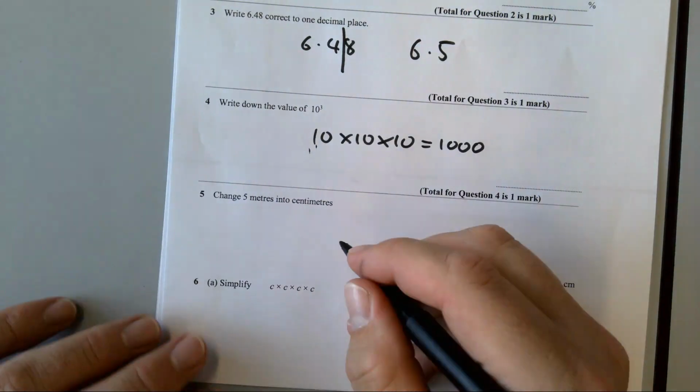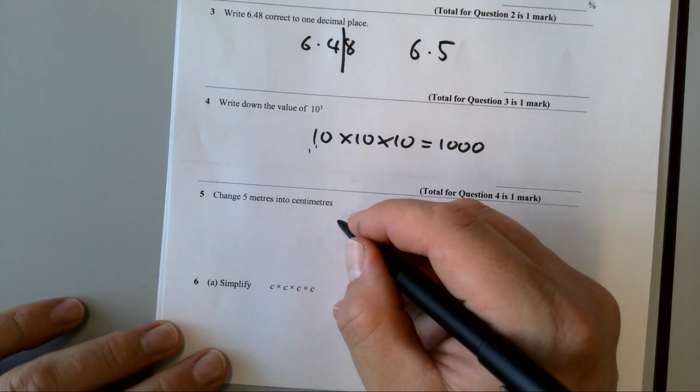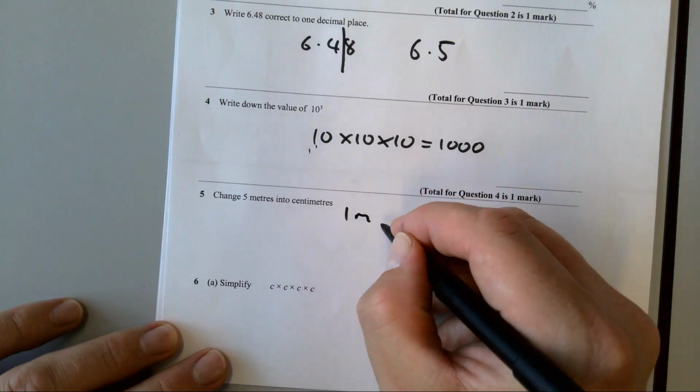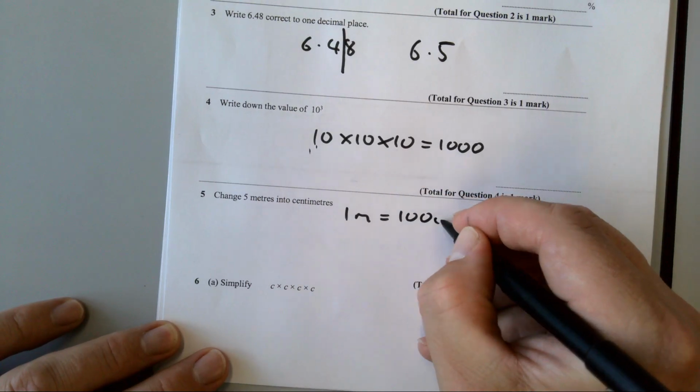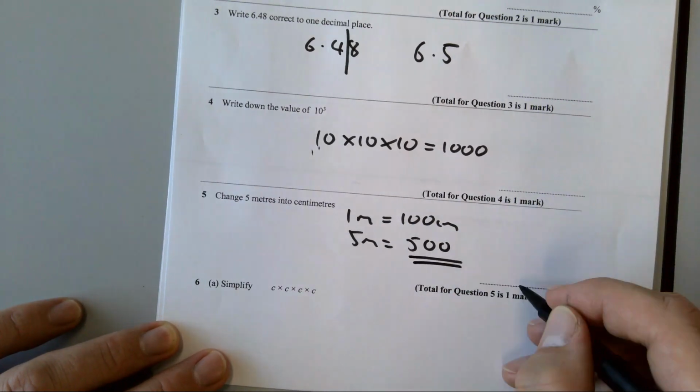Question number 5. Change 5 metres into centimetres. So 1 metre is 100 centimetres. So if I've got 5 metres, I must have 500 centimetres.